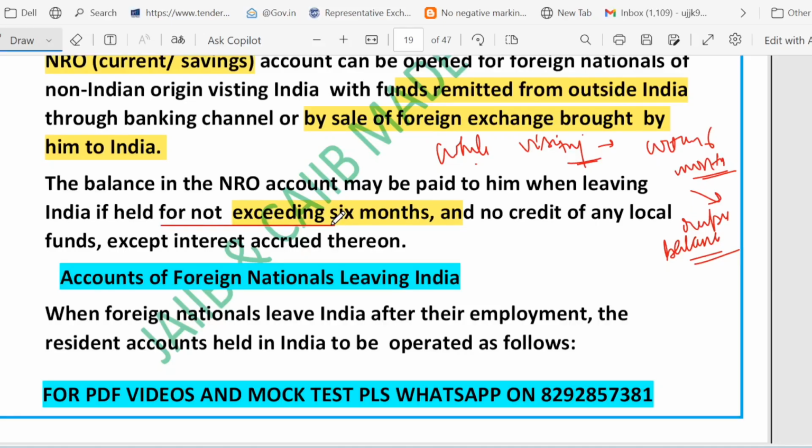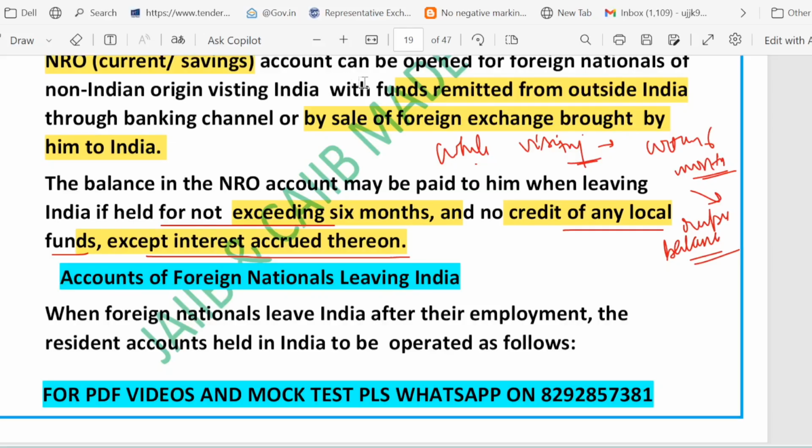The account cannot be credited with any local fund, which means it cannot be credited with local Indian funds like salary or rupee receipts from local activity, except the bank can credit the interest that the account earned. No credit of any local fund except interest accrued thereon.